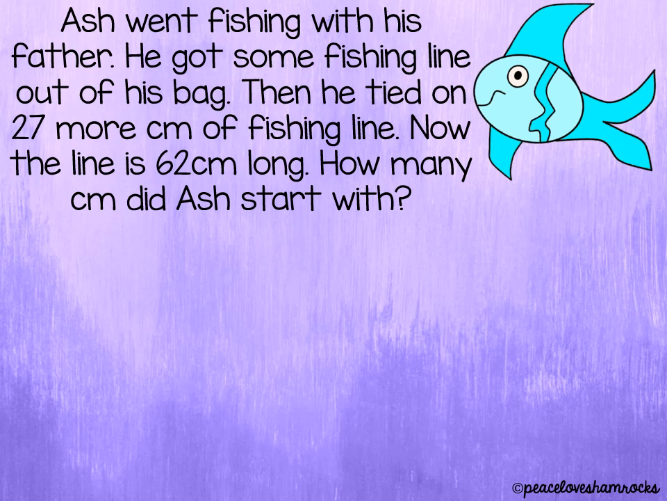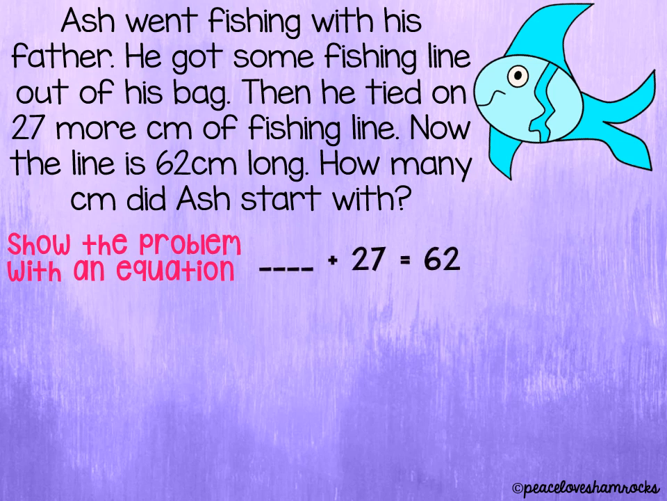So in this case, if we write an equation, we see that we don't know what we started with. It says he pulled some fishing line out of his bag, but we don't know how much. Then he tied on 27 centimeters more. I decided to add that because I heard the words he tied on more. And we know that he ended up with 62 centimeters. So now we need to figure out that one missing part. And again, we know if we're looking for a missing piece, we always subtract. That's right.